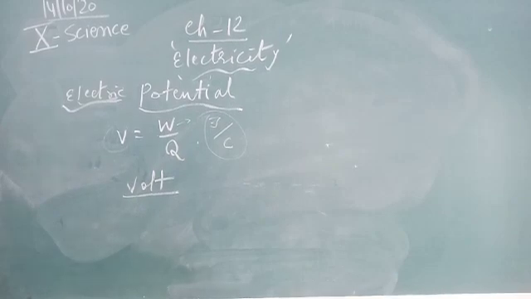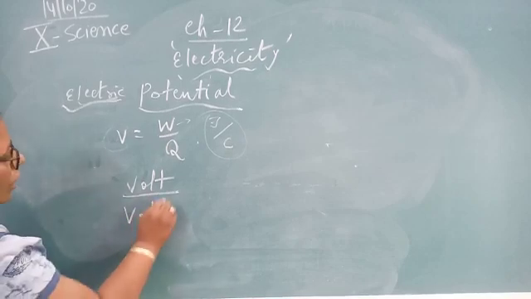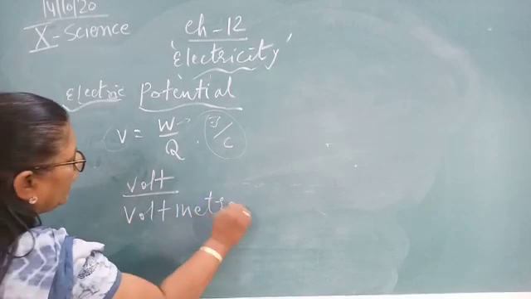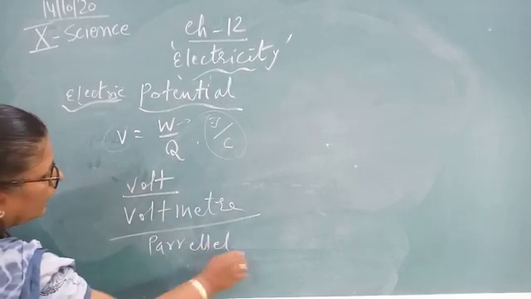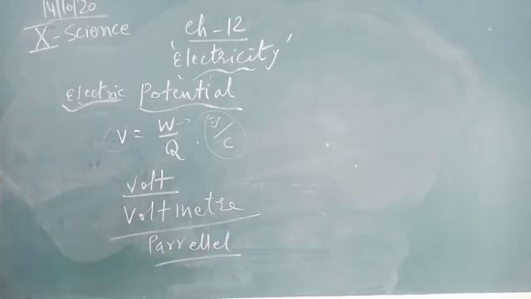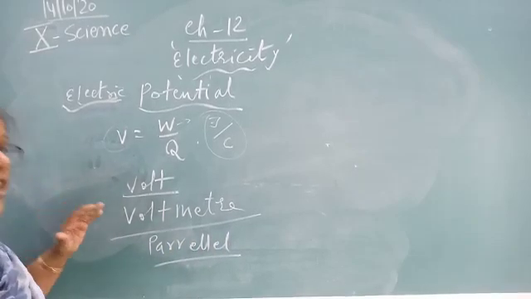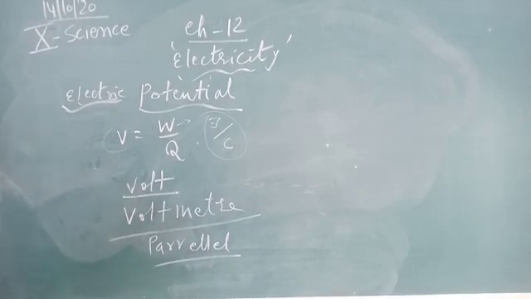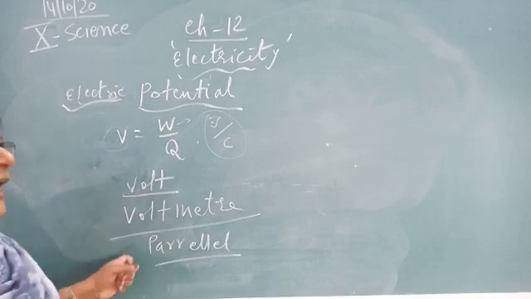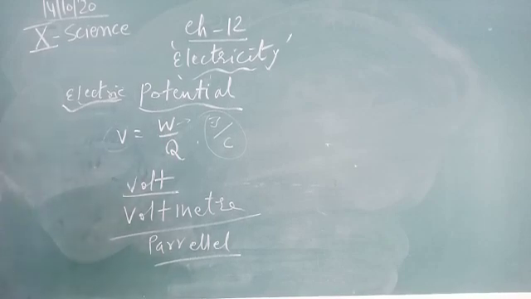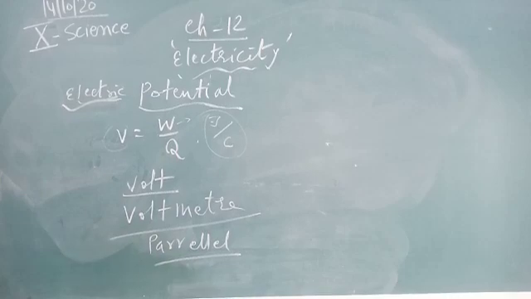Now the potential difference is measured with the instrument called a voltmeter, and a voltmeter is always connected in parallel in the circuit. So the instrument to measure the potential difference is called a voltmeter, and it is always connected in parallel across the points between which the potential difference is to be measured. So today you have to write a short note on potential difference. Okay.